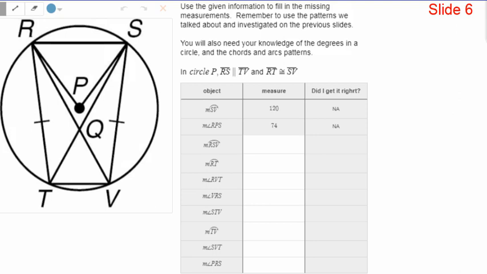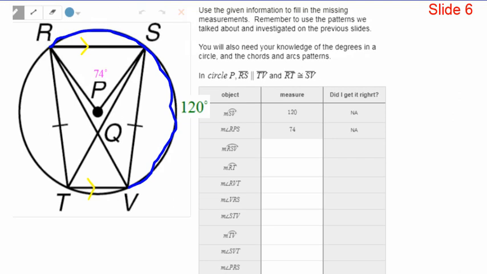So we have circle P, and we know that segment RS is parallel to TV, and we also know segment RT is congruent to SV. We're also given two measurements. We know arc measure SV is 120 degrees, and angle RPS is 74 degrees. Well, as always, mark your picture with your givens.